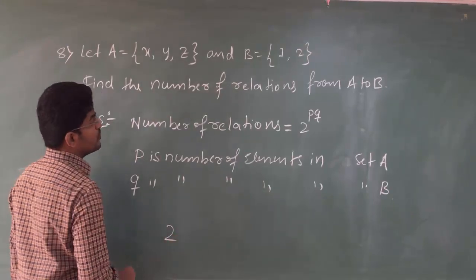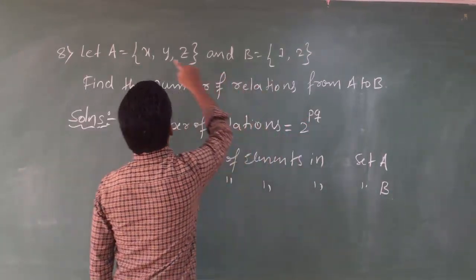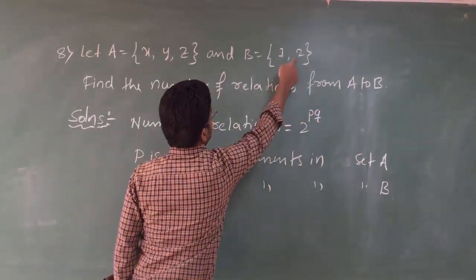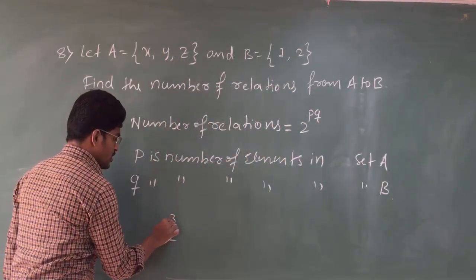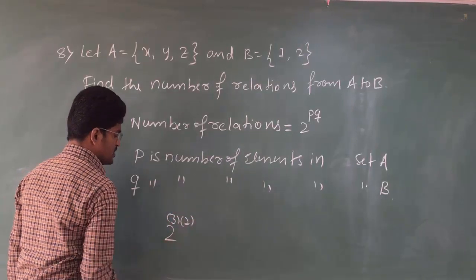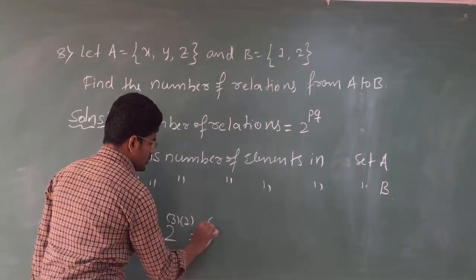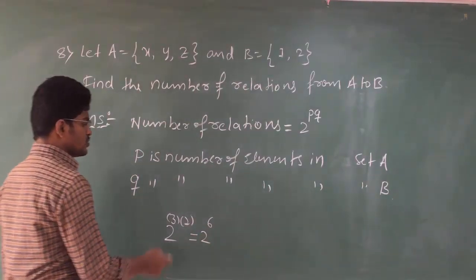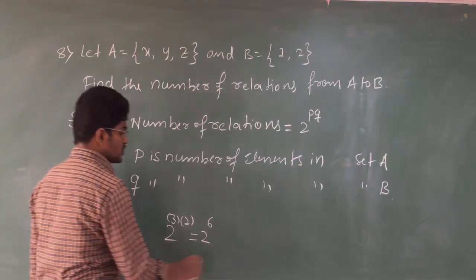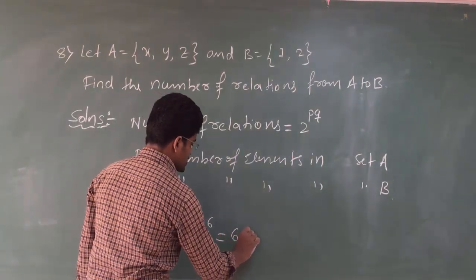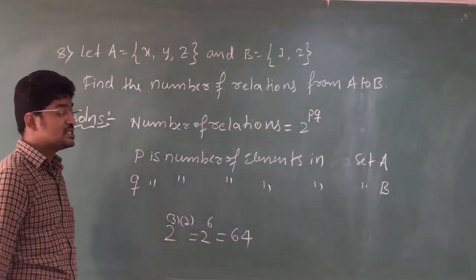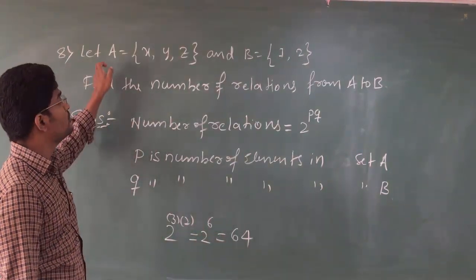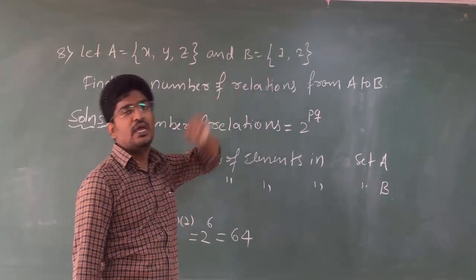2 to the power of P, which is 1, 2, 3, 3 elements. Q is 1, 2. So that's why this is 3 multiplied by 2. Therefore, 2 to the power of 6. Clear? So we all know that 2 to the power of 5 is 32 and 2 to the power of 6 will be 64. That means 64 relations I can define from set A to set B.